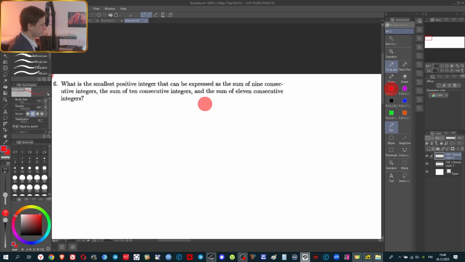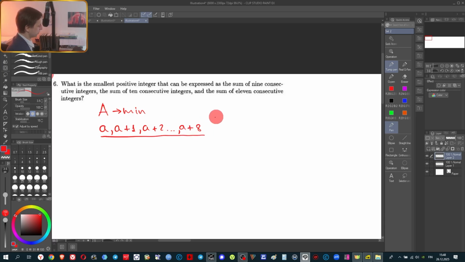So we're looking at the smallest possible integer A, so it should be minimal, that can be represented as a sum of 9 consecutive integers. If we have 9 consecutive integers, they look like this: small a, a plus 1, a plus 2, and the last one, because we have 9 consecutive, should be a plus 8. So it is 9 consecutive integers, and capital A is the sum of these numbers. Well, clear enough. Also it can be represented as a sum of 10 consecutive integers.